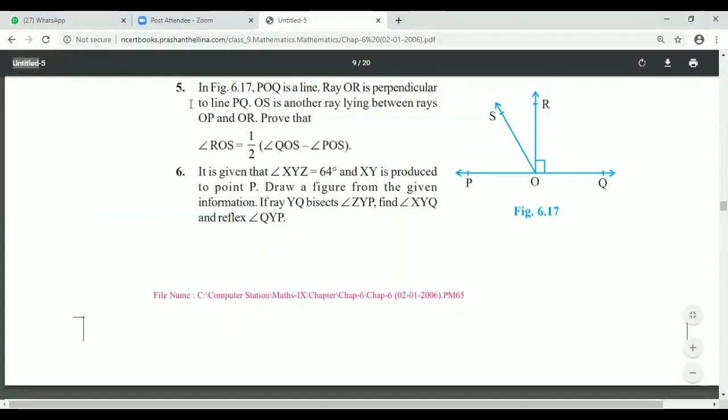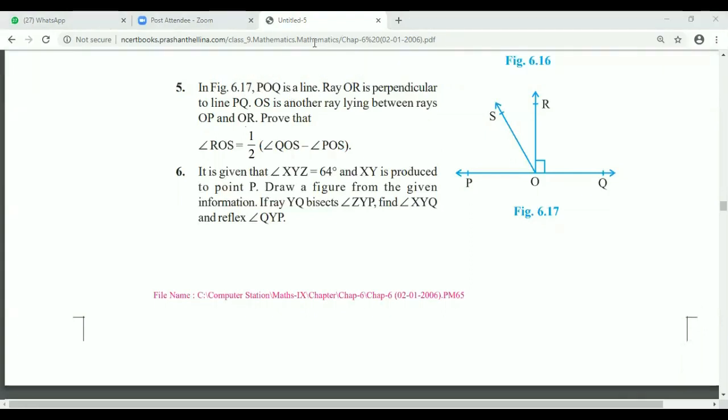Now let's discuss question number 5. In the 17th figure of the 6th chapter, that is figure 6.17, POQ is a line. Ray OR is perpendicular to line PQ and OS is another ray lying between rays OP and OR. So this much is given and we have to prove this result. Okay, let's think how to prove this result. Let's check the figure given here.